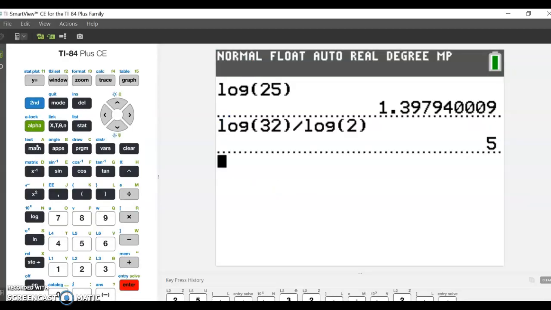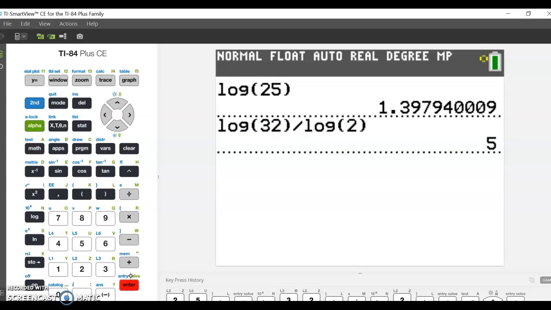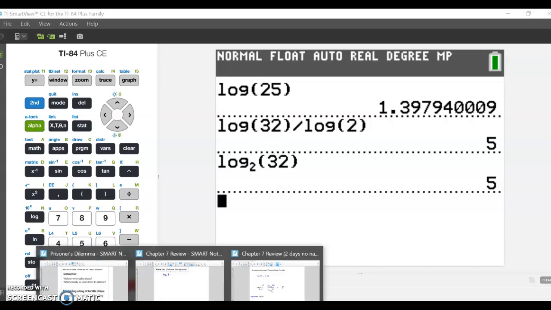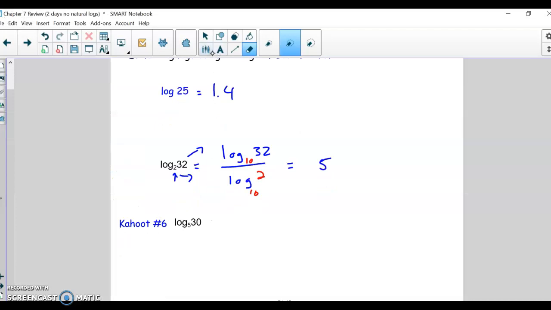If you do the math key and go up twice, there's a log base, and then you can do whatever base you want. So I could do base 2 and 32. That's an easier way than what I did here, but not everyone has that special button. So if you don't have a log base button, just do log divided by log. Try this last one: pause the video and see if you can evaluate that log.